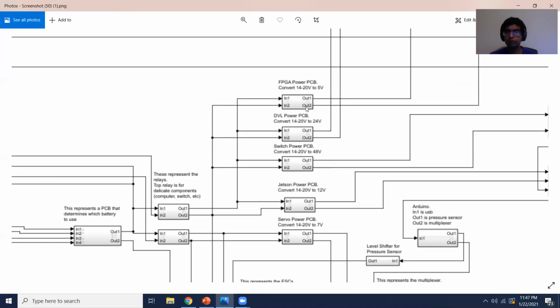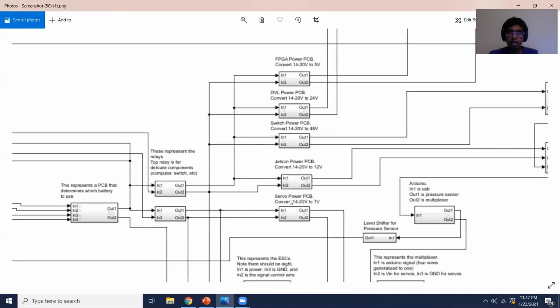Currently we're using off-the-shelf converters. We plan on trying to convert these to PCBs in the future, but as of now, everything's just off the shelf. Each of these basically converts the voltage from one value to a different value. The thrusters use straight battery power, whatever voltage the battery's at, that's what the thruster's at.